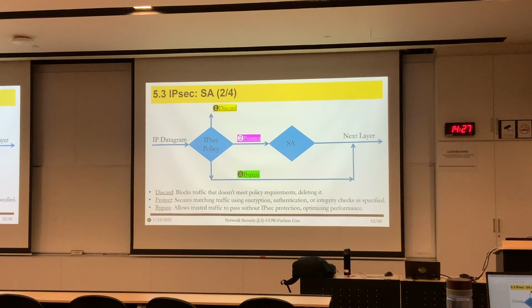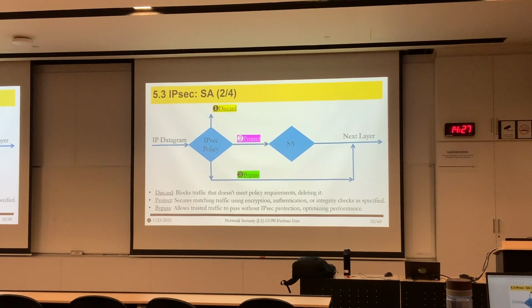The IPsec policy will have three main decisions. First is discard. Discard means that when this kind of IP packet is to be sent out or received, before it is handed to the upper layer or to the bottom layer, the policy will discard or block the traffic. That means if this IP packet is to be sent out, then this policy will delete this traffic. Of course, if it is a received IP packet, the policy will just indicate not to send it to the upper layer.